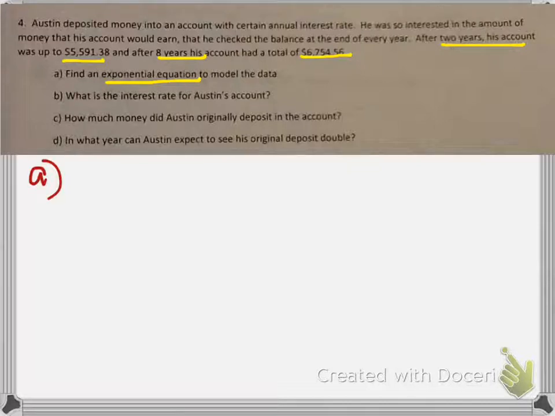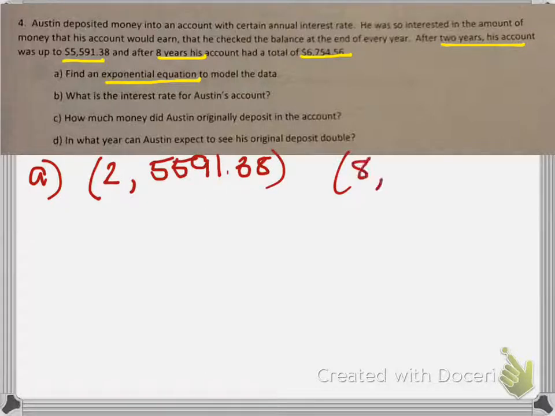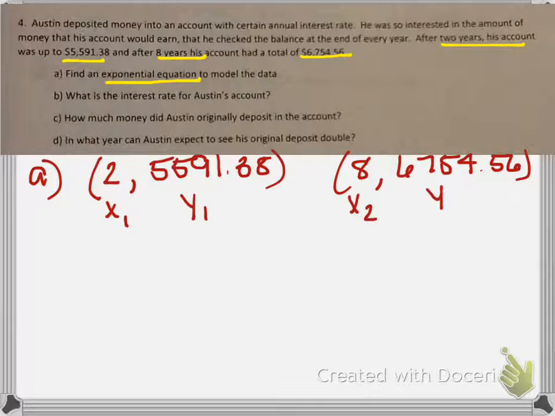So A, (2, 5,591.38) and (8, 6,754.56). So if this is my x1, y1, x2, or just x and y. I guess I don't really need the 2's. I'm not doing slope. So let's just go back and do x and y. And we use the point ratio form equation, just to remind you, y1 times b to the x minus x1 power.